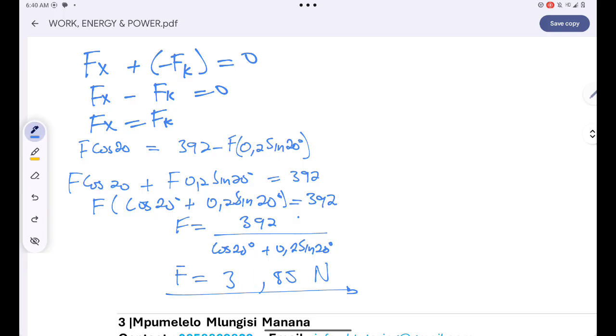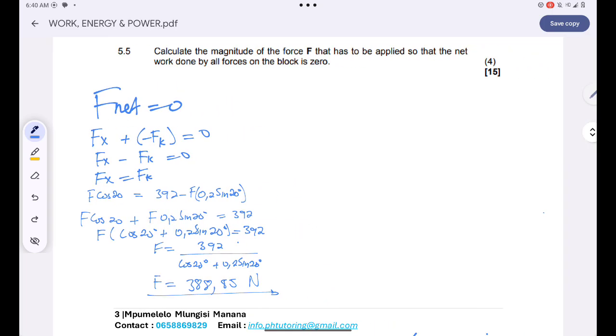Let me write it neatly. Let me try, guys, to have a beautiful handwriting. 388.85 newtons. So this should be the magnitude of force F for us to have an F net of 0, or for us to have the work net of 0 joules. But remember, if work net is equal to 0, F net is also equal to 0. And the change in kinetic energy is equal to 0. And acceleration is also 0. Why? Because the velocity is constant. Are we together? So that's how, guys, I was supposed to find force F.